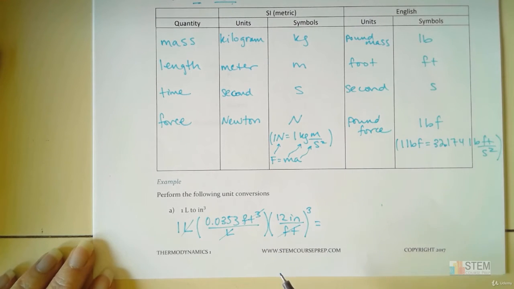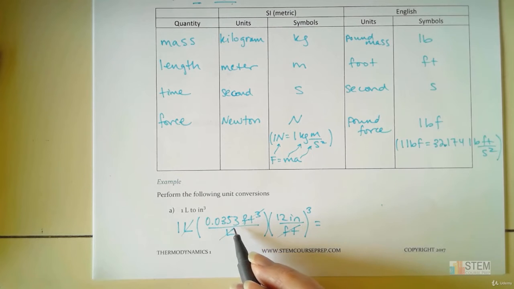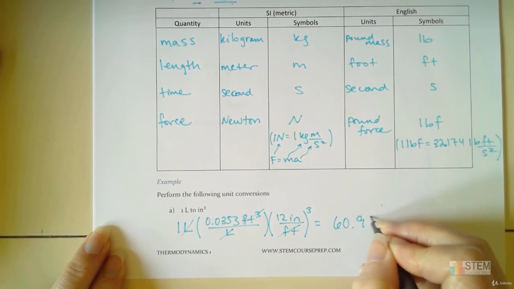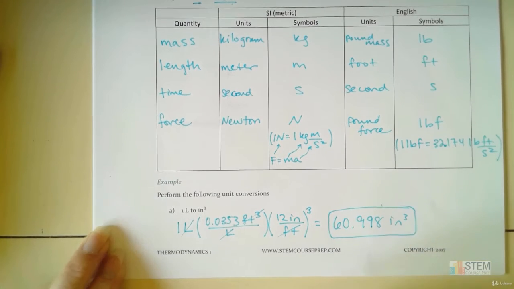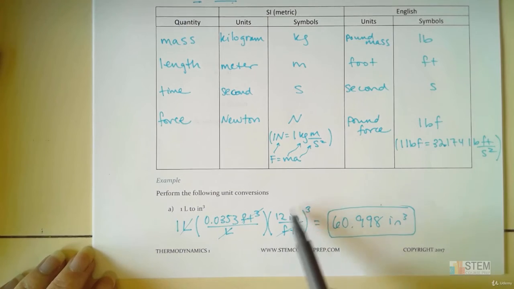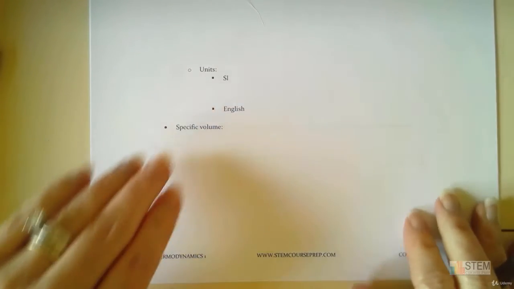Now the mistake a lot of students make here is they will just do 0.0353 times 12 and they think they're done. Now that is not right. Because you've got this cube on here, right? So really you're going to do 0.0353 times 12 cubed. Now when you do that, you get 60.998 inches cubed. And then that's your answer. All right. So I put this example in here because people miss that little step pretty frequently. So make sure you pay attention to that.